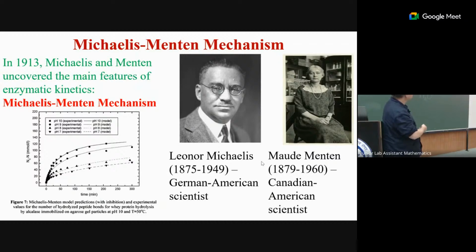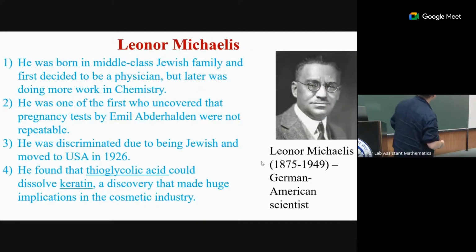This is Leonor Michaelis. He was a German-American scientist. This is Maud Menten. She was a Canadian-American scientist. Also very interesting people. Leonor Michaelis was born in a middle-class Jewish family in Germany. He wanted to be a doctor first, but then decided he liked to do science. There's an interesting story. At the beginning of the 20th century there was a German scientist who was a crook. He claimed that he had a pregnancy test. All you need to do is blood.